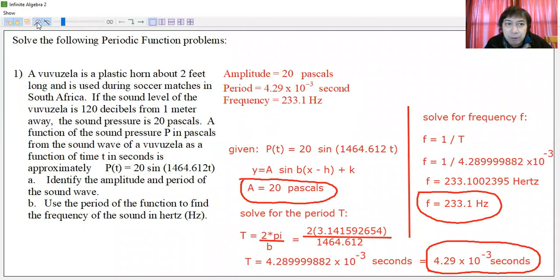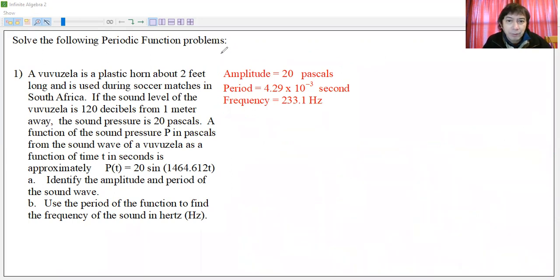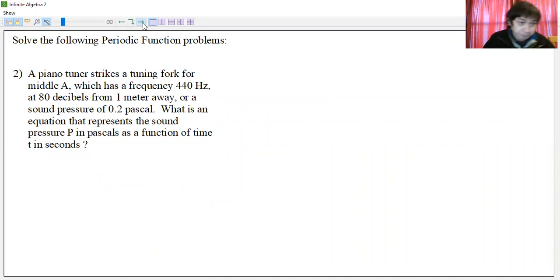Okay, so these are the answers right there. So we have 20 pascals, that's correct. We have 4.29 times 10 to the negative 3 seconds. And then we have 233.1 hertz. That's the frequency. So we're done with the first number. Let's continue with the second. Okay, number two. Here's number two.